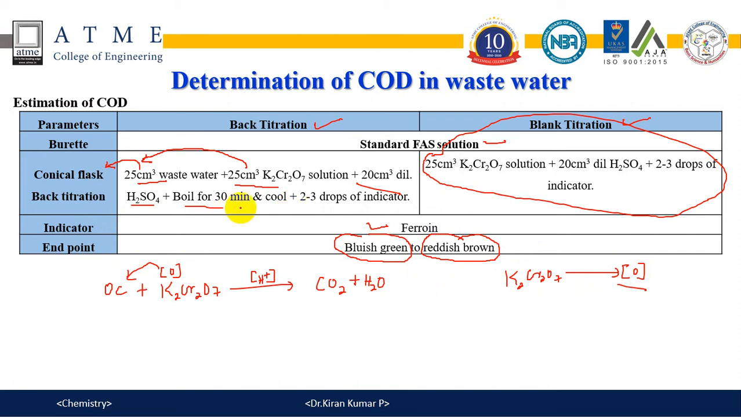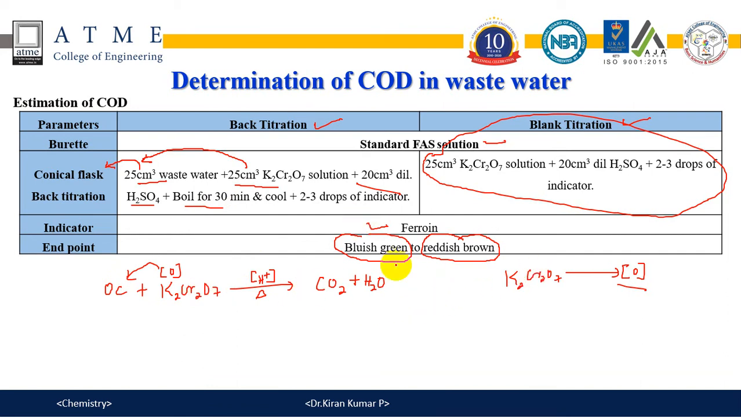Okay. The reason that we are boiling the solution is it contains long chain organic compounds. In order to break those compounds, we need to boil the solution. Hence, heating is required here. So here the idea is to measure the amount of K2Cr2O7 reacted.